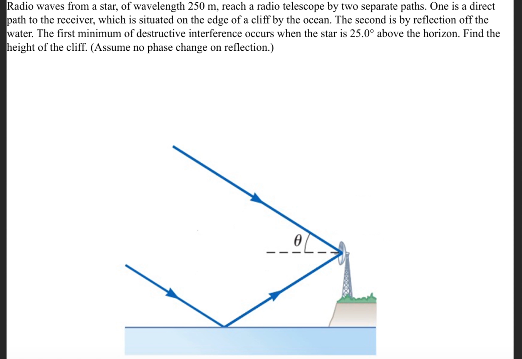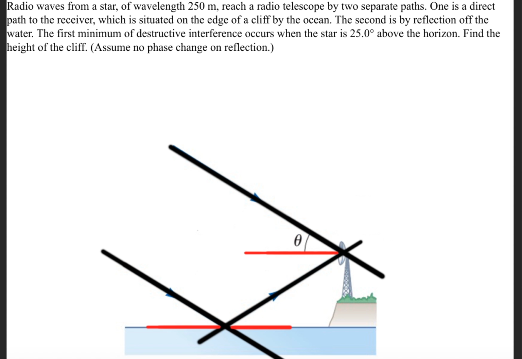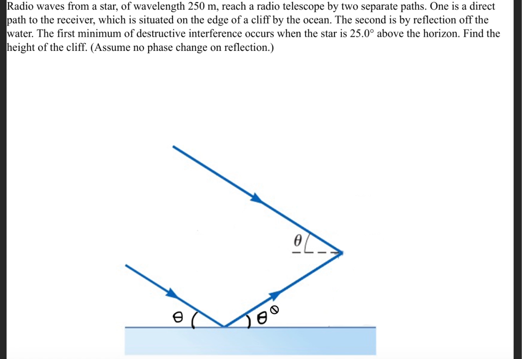Let's start off by labeling this diagram that we have. So I want us to focus our attention on these black and red lines right here. What I'm trying to show you is that this angle and this angle are the same as this angle right here. We're going to need this angle later on when we're solving for our height over here.